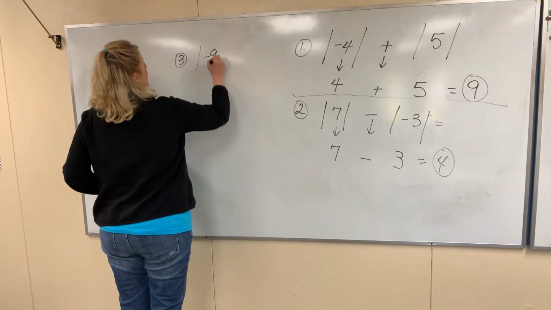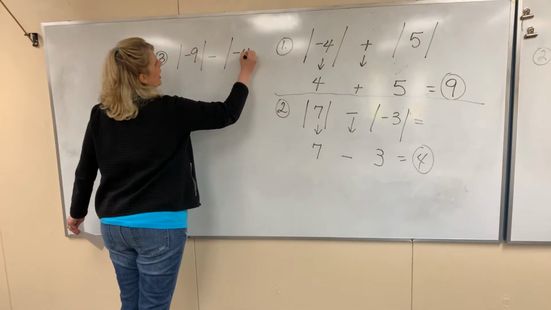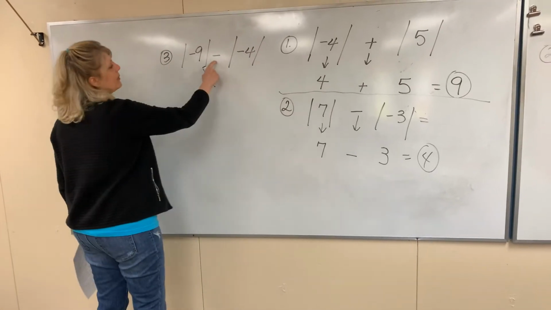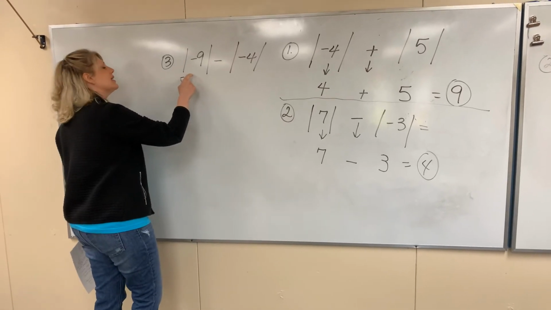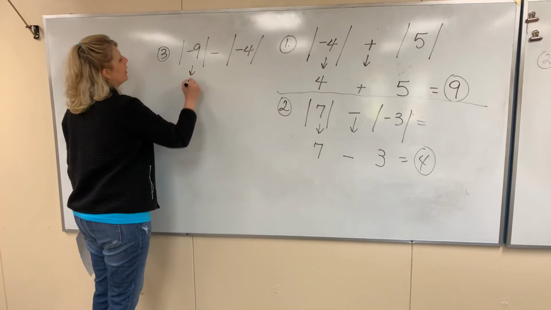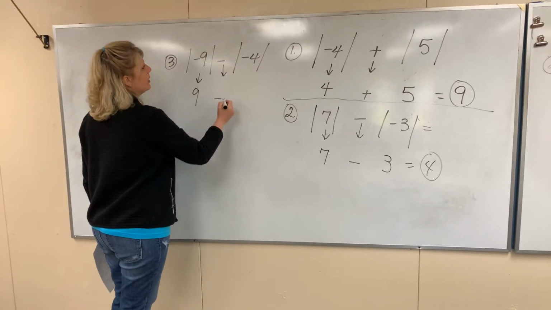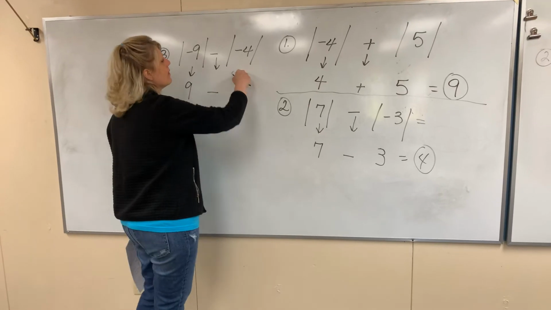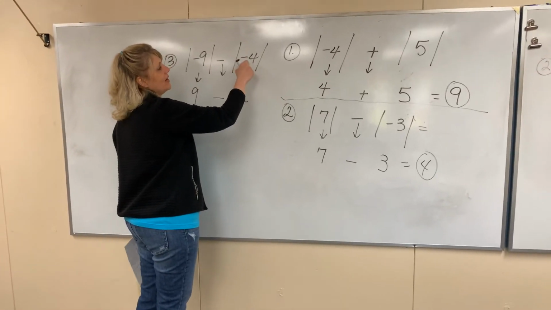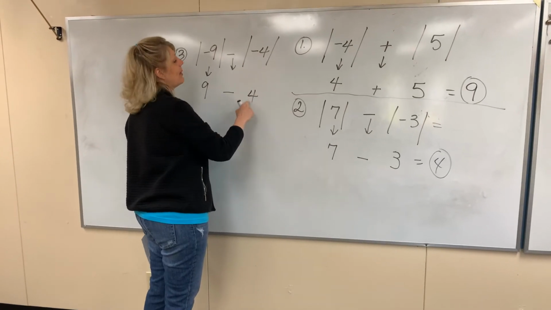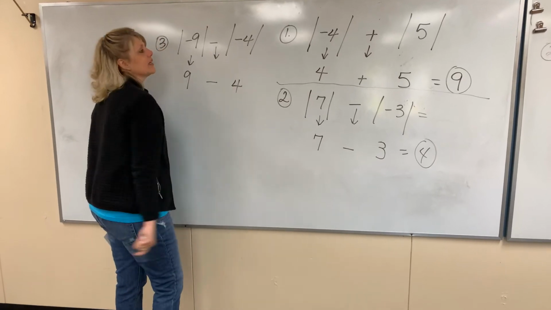Absolute value of a -9 minus absolute value of a -4. Now remember, that's not a negative, folks. That's a minus sign, a subtraction sign. How many steps are you from 0? Well, you're 9 steps from 0. Bring down your minus sign. How many steps are you from 0? 4. Because remember, absolute value of a negative number has to be positive because you're not negative steps. So 4 steps from 0.